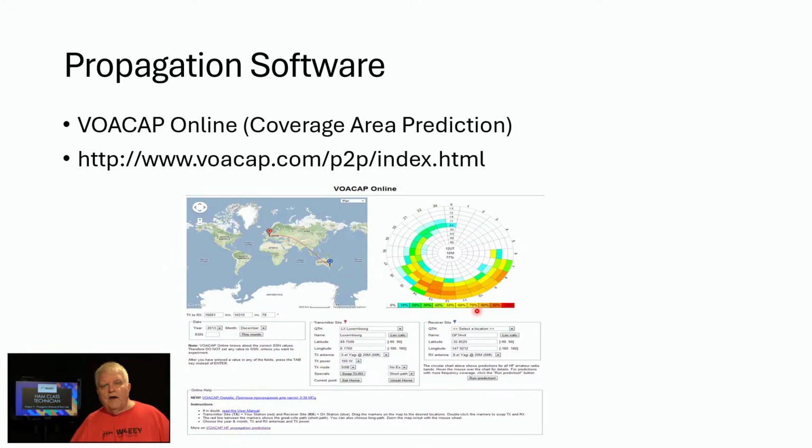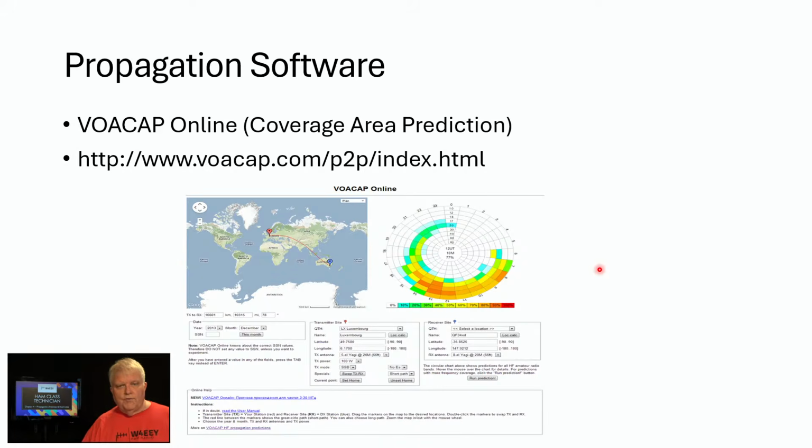And you can go there and you can play with it, and you can put in your location and someone else's location, and it'll give you this little rosette up here that'll tell you by time of day what times are going to be hot and what times are going to be not at all. No possibility of making a contact. So it can clue you in if you're looking for a particular country or whatnot. It can tell you when you're likely going to be able to hear them and they're going to be able to hear you.